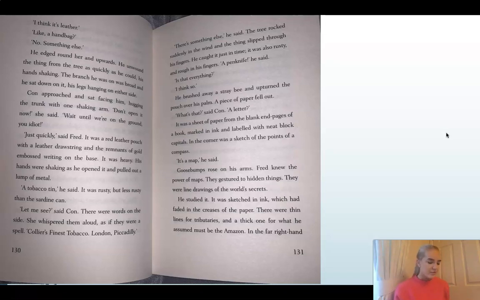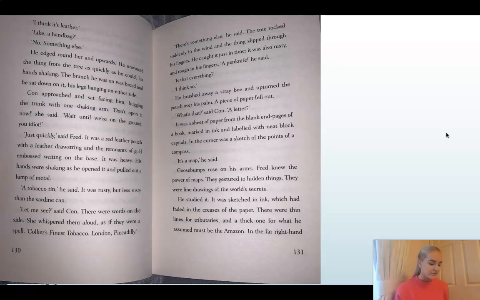I think it's leather. Like a handbag? No, something else. He edged round her and upwards. He unwound the thing from the tree as quickly as he could, his hands shaking. The branch he was on was broad and he sat down on it, his legs hanging either side. Con approached and sat facing him, hugging the trunk with one shaking arm. Don't open it now, she said. Wait until we're on the ground, you idiot.